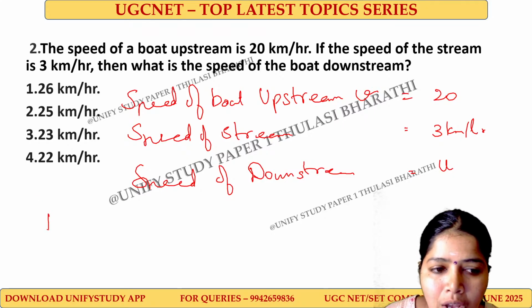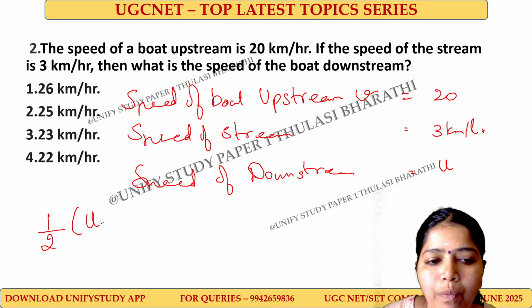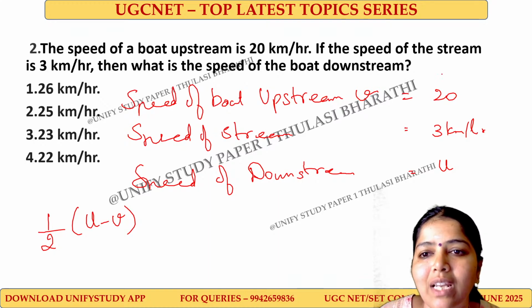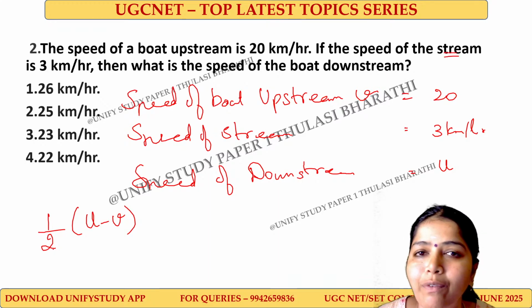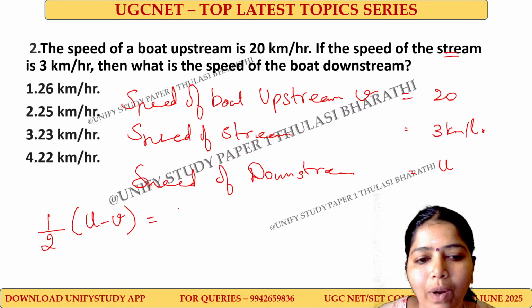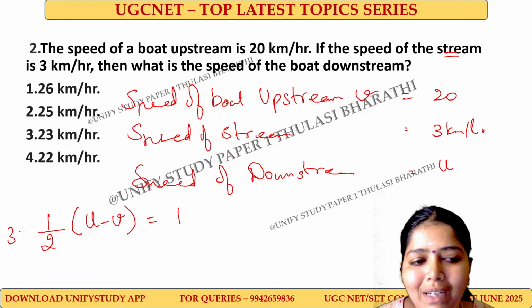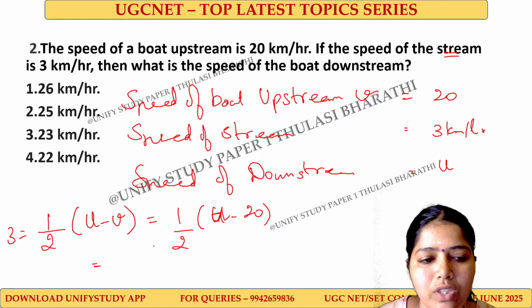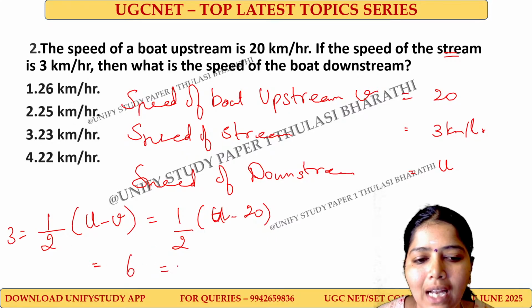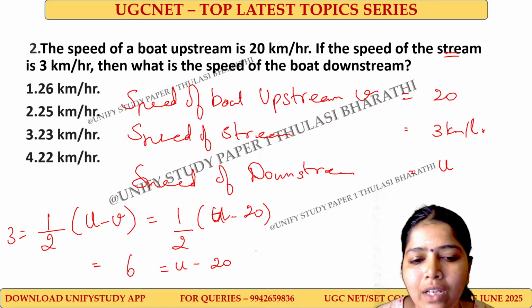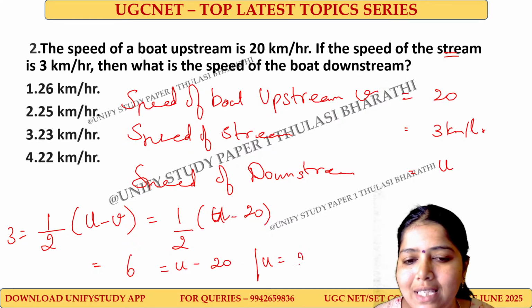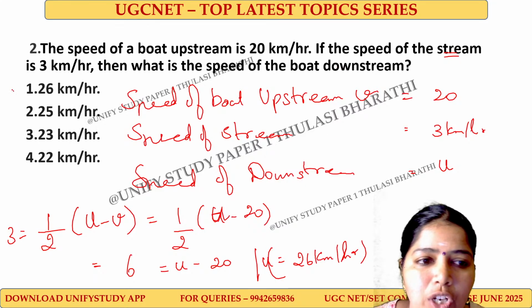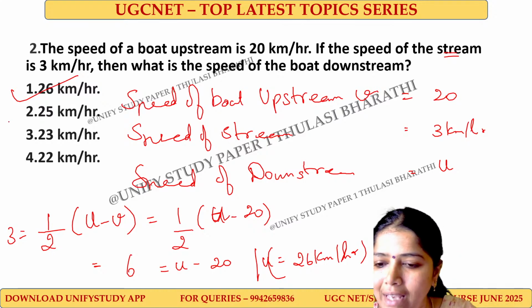What is the formula here? 1 by 2 U minus V. Why? Because they have given with respect to the stream speed. So we have to take this one. So 3 is equal to 1 by 2 U minus 20. This 2 goes here, this becomes 6. That is equal to U minus 20. So U is equal to 20 plus 6, 26 km per hour. So that is the speed of the downstream, 26 km per hour. Am I clear? Yes, very good.